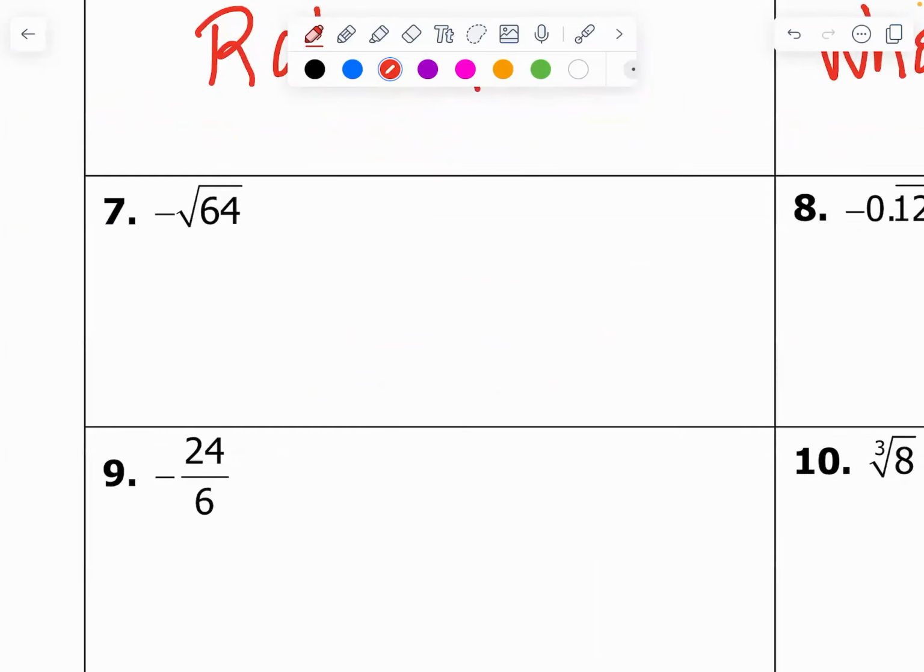Negative square root of 64. It's a square root, so it must be irrational? What's the square root of 64? 8. So negative square root of 64 is -8.